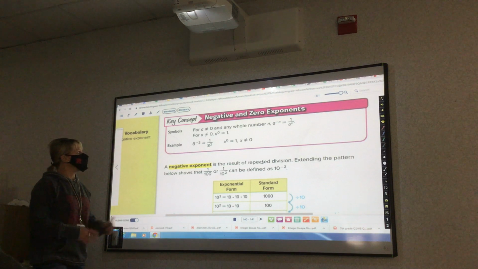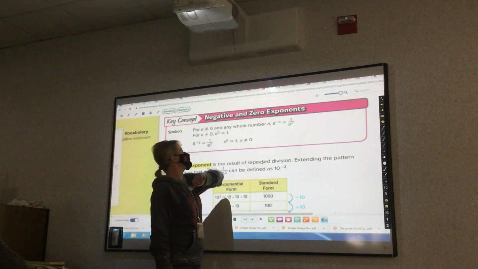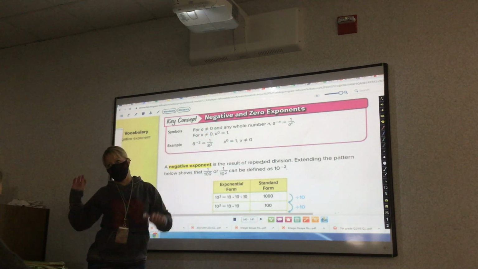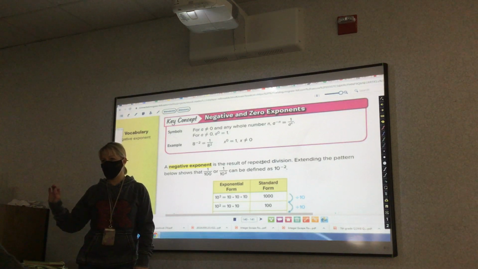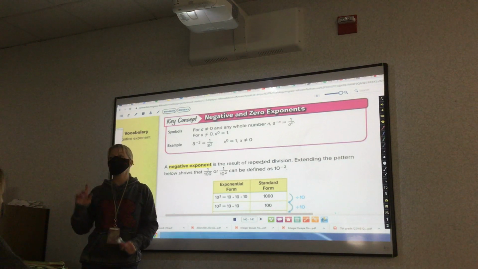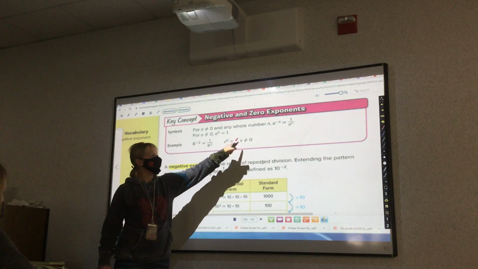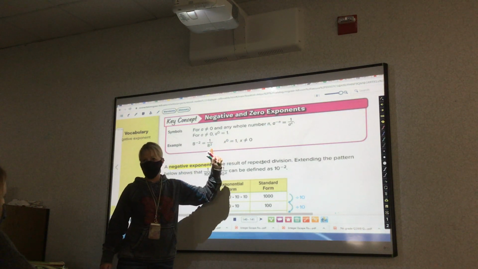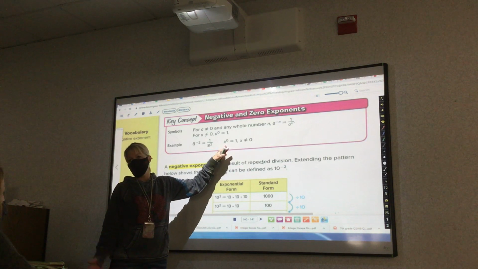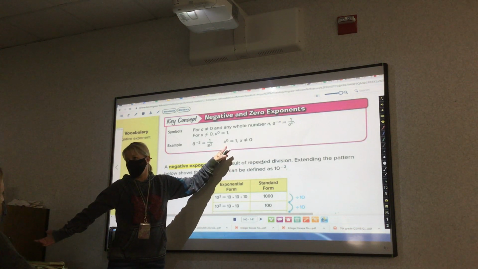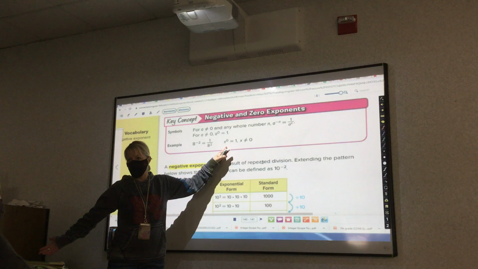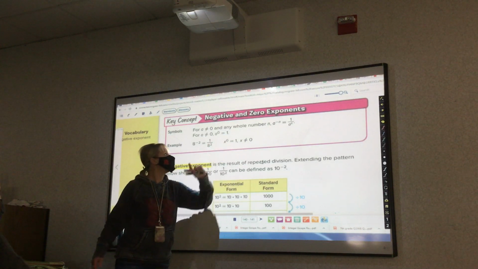So it says we have negative and zero exponents. When there's a zero exponent, we already talked about this. What is it always equal to? 1. And here it is. X to the 0 power is always equal to 1. But x can never equal 0. This always has to be some kind of number that's not 0. Okay? So I can have 256 to the 0 power. It's going to be 1.